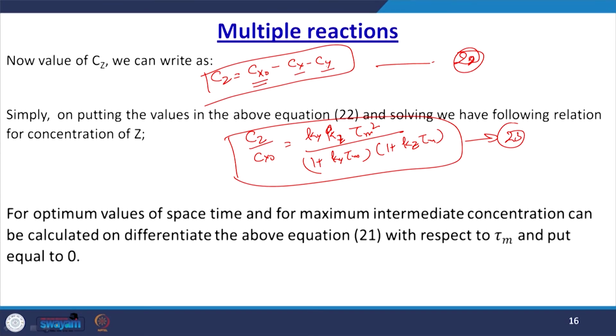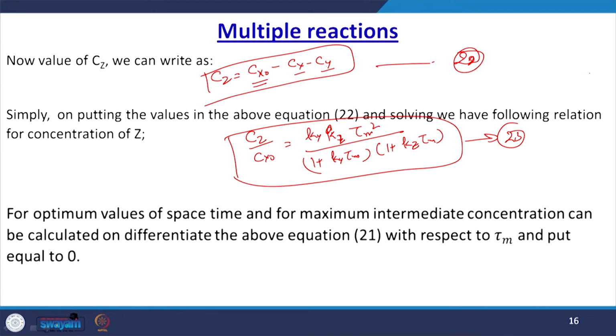Now for the optimum value of space time and for the maximum intermediate concentration, this can be calculated by differentiating the previous equation 21 with respect to tau m and putting it equal to 0. In that case, the maximum intermediate condition becomes dCy upon d tau m equal to 0. So you can say that this is equation number 24.